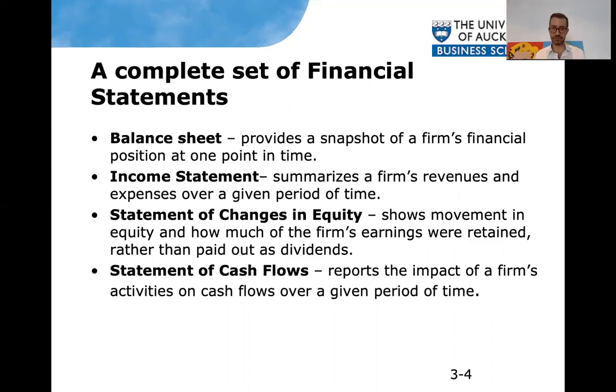The second financial statement is called the income statement, and this will summarize a firm's revenues and expenses over a given period of time. So the balance sheet will only give you the position at the last day of 2019 or the last day of 2018 or Q1 2018, whatever you want, one day, which is also the last day. The income statement will give you the full period. So for example, if you have a 1-year income statement, it will give you the revenues and the costs from the 1st of January 2019 to the 31st of December 2019.